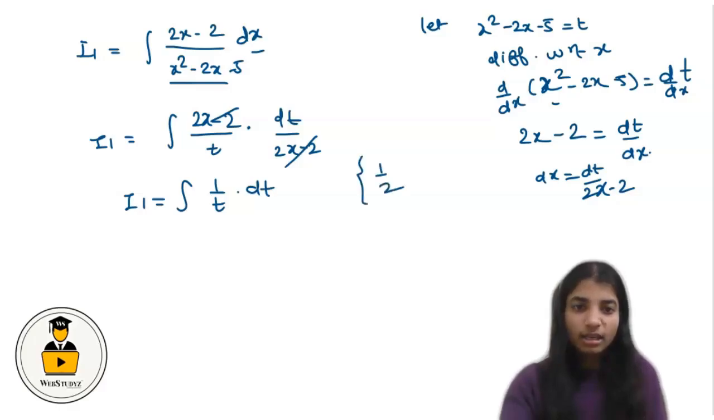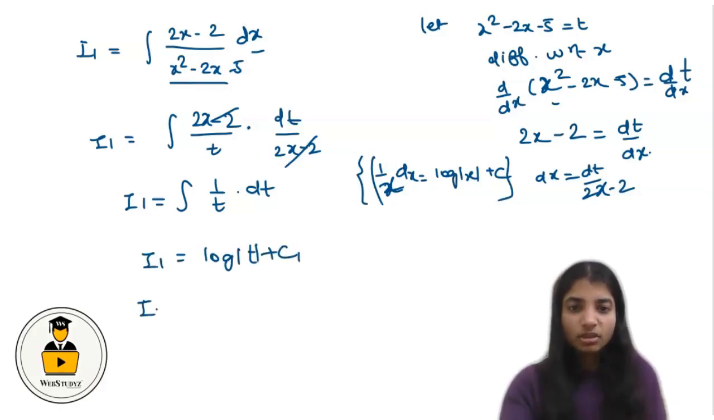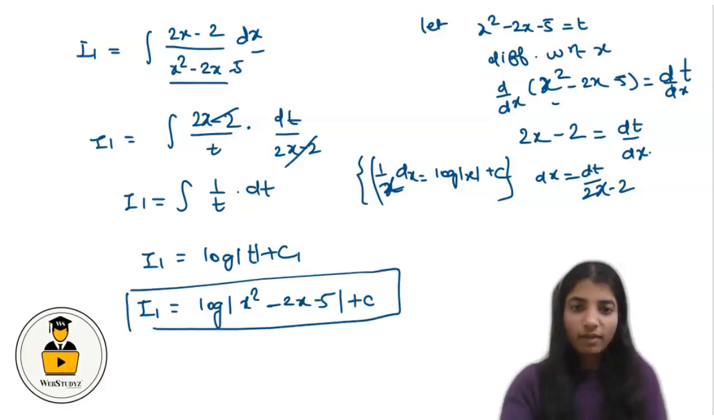We know that the integral of 1/x dx is equal to log of mod x plus c. So the integral of 1/t with respect to t is log of mod t plus c. Let's say this is c1. So the value of I1 is log of mod of (x^2 - 2x - 5) plus c, plugging in the value of t. This is the value of I1.